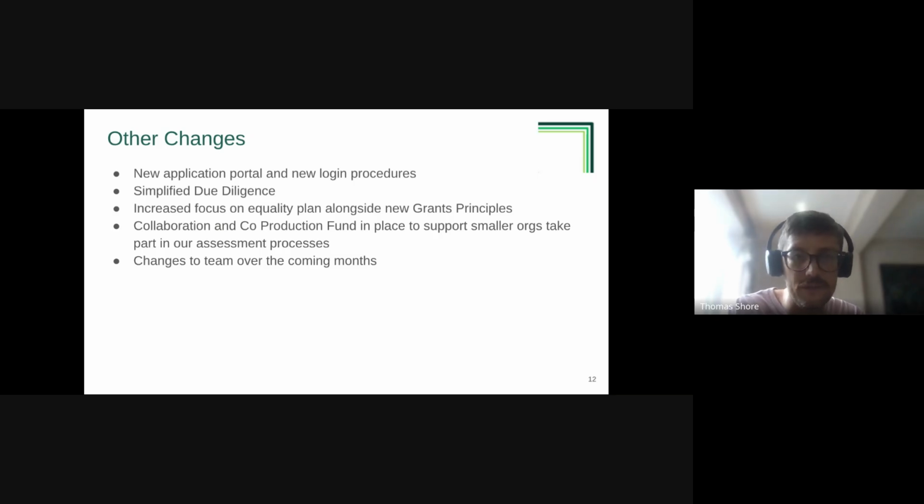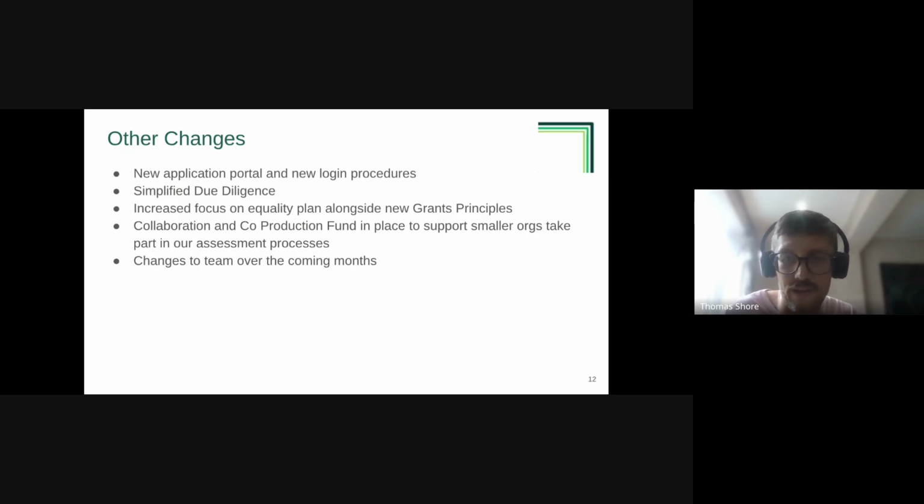There's a few other small changes. We've got a new application portal and new login procedures, and there's guidance to support with this. We've also simplified due diligence procedures, which means we'll be asking for fewer documents at the start and trying to streamline the process so you don't have to submit so many documents. If you are successful, you might be asked to submit more documents, such as safeguarding or insurance documents. There'll be increased focus on the equality plan alongside the new grants principles to help inform our decision making.